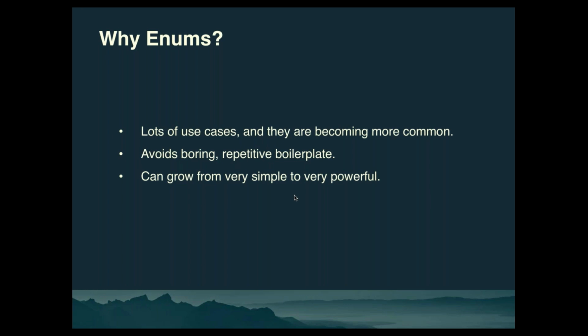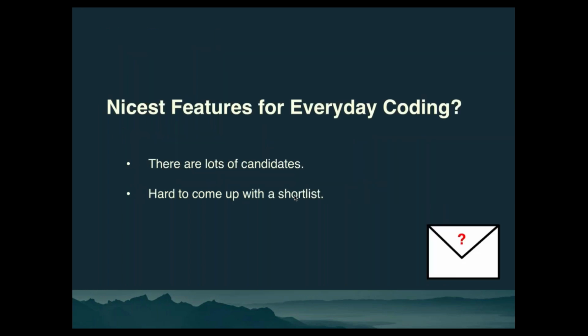So enums are clearly an improvement in conciseness for these very, very common use cases. They avoid boring and repetitive boilerplate. And also they can grow from very, very simple, like color, red, green, blue, to very, very powerful, like the GADT of trees that you have seen. So those were the 3 top features for beginners.